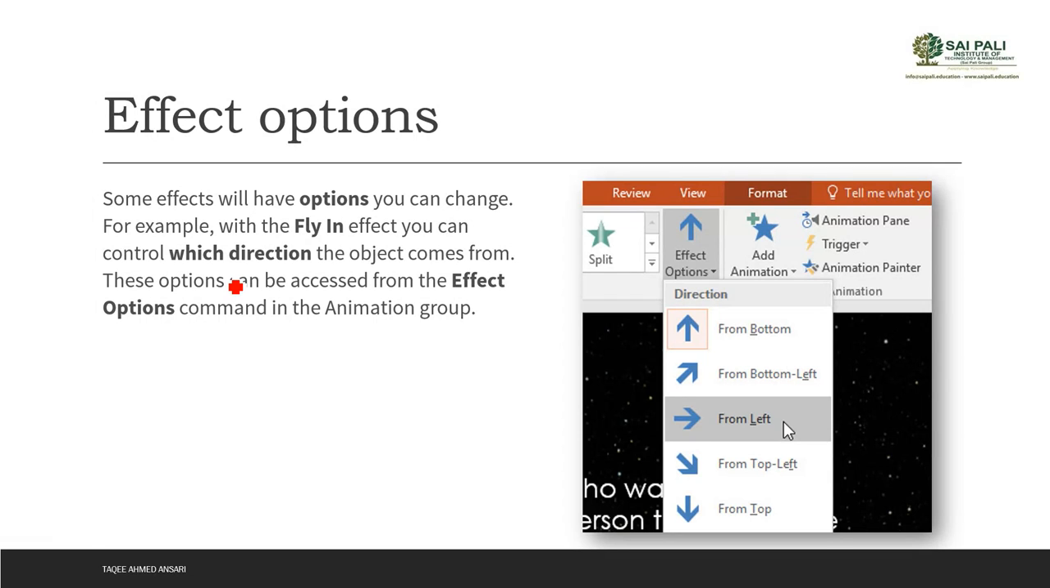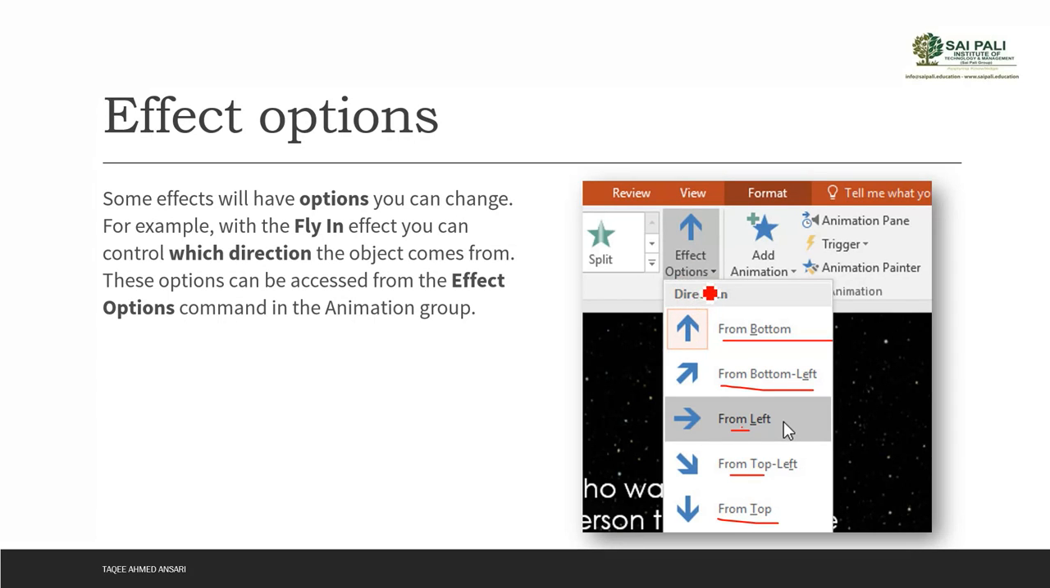Now we have some effect options. We have some extra effect options also. So some effects will have some options to change from. So for example, we have selected fly in. So we can select how it is going to come in. By default it is coming from the bottom. We can change it to from left, from bottom left, from top left, or from top. So we can choose the direction also. So it depends on the animation we select. These extra effect options will be available according to that animation.